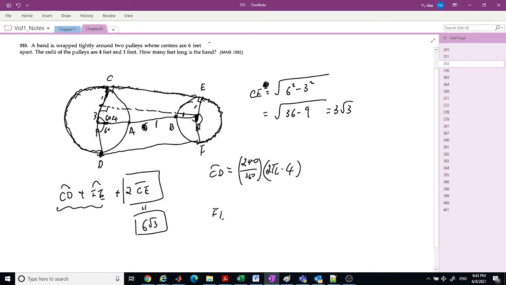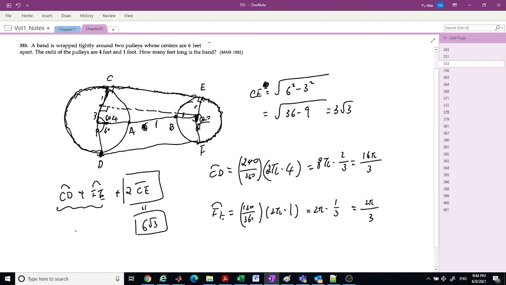And the FE arc this way is 120 degrees, right? It's 120 over 360, then 2 pi times 1. So this one equals 8 pi times 3 over 2. This one is 2 pi times 1 over 3, right? So now you can see this is 16 over 3 pi. This one is 2 pi over 3. Okay, 16 pi over 3 and 2 pi over 3.